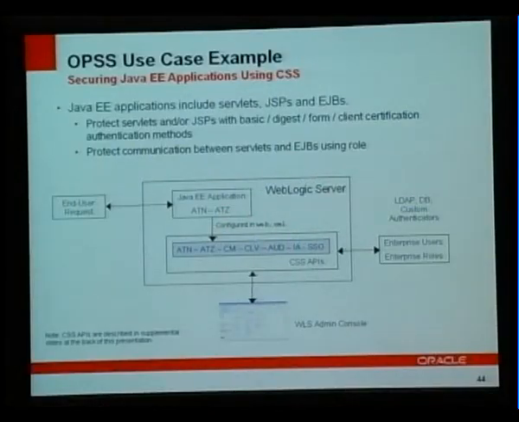So here's one use case, an example where you want to secure a Java application using CSS. You might have an end user, and you have all these requirements: single sign-on, authorization, and so forth. So how do you protect the servlets and the communication between the servlets and EJBs using roles? You'll be able to tap into, for example, the WebLogic service interface. Here you'll have the SSPI, but on top of that you'll have OPSS.